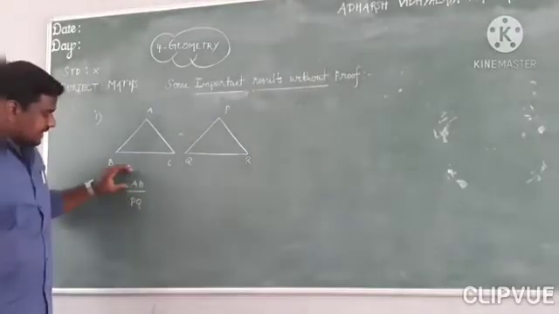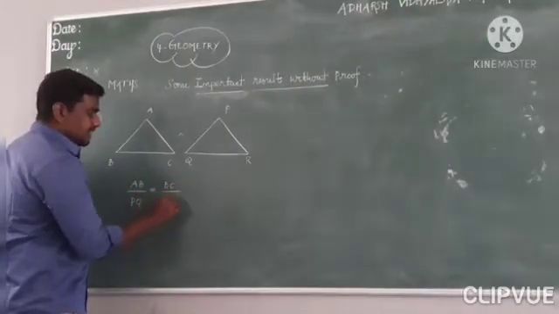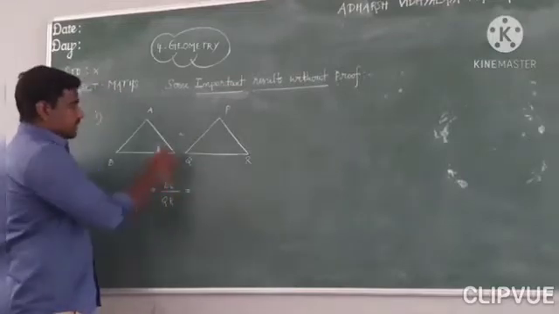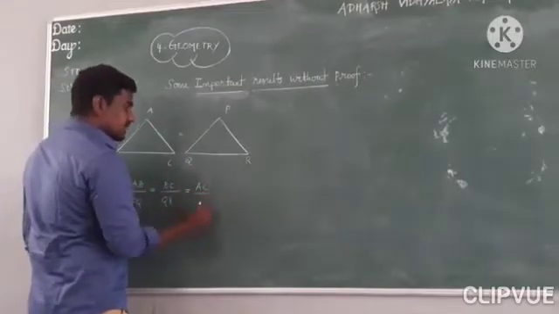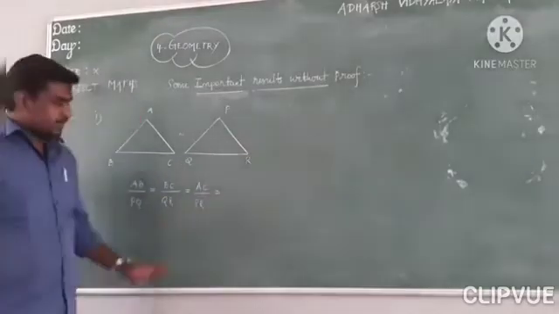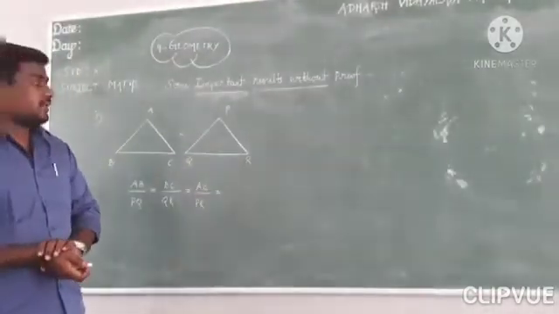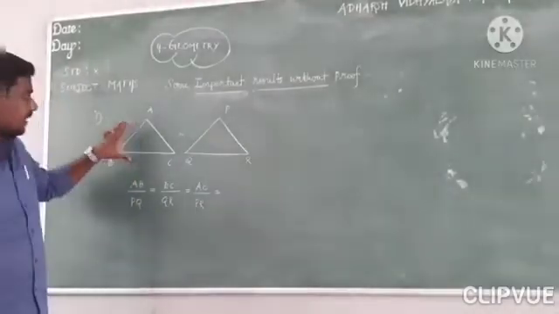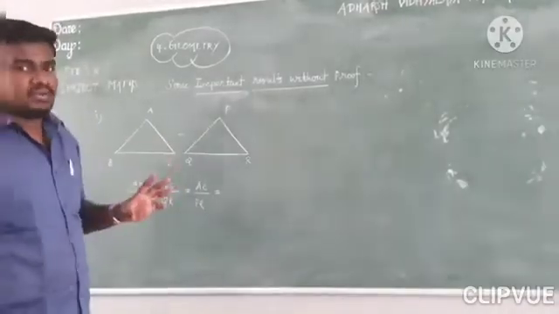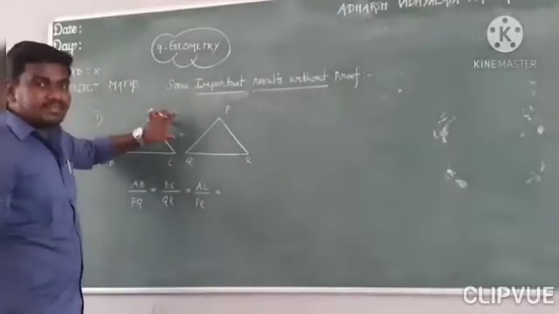The corresponding side AB corresponds to PQ, which is equal to BC corresponding to QR, is equal to AC corresponding to PR, is equal to the ratio of the corresponding perimeters. So first, the triangle perimeter. How to find perimeter? Perimeter is the sum of the lengths of all the sides. So triangle ABC perimeter equals AB plus BC plus CA.